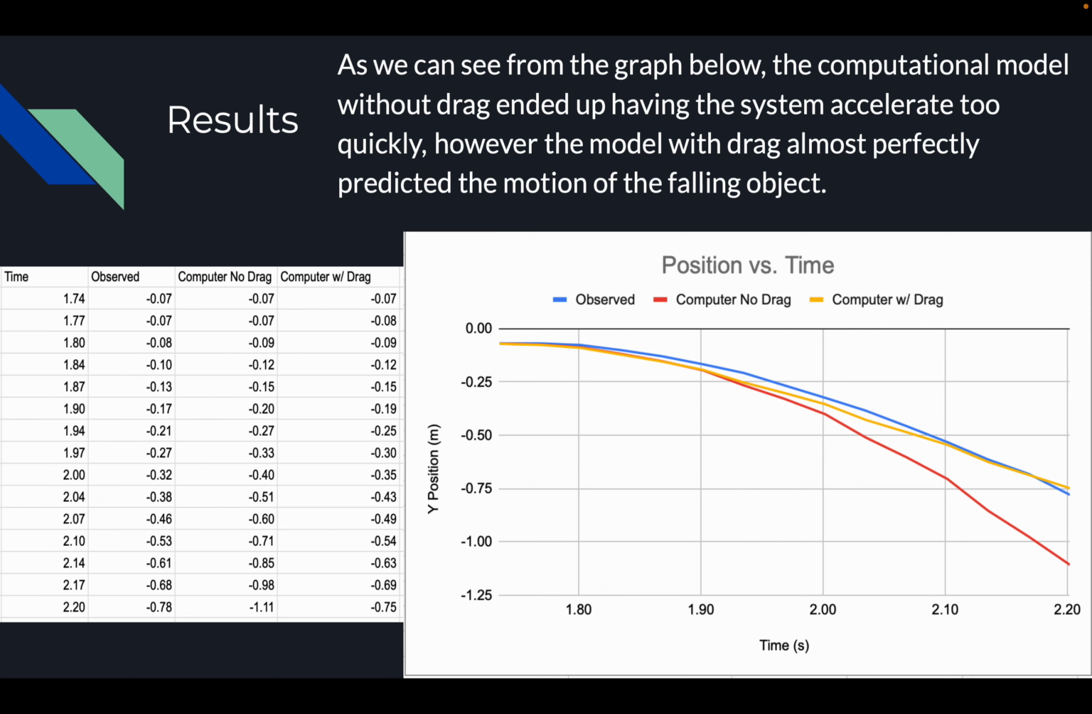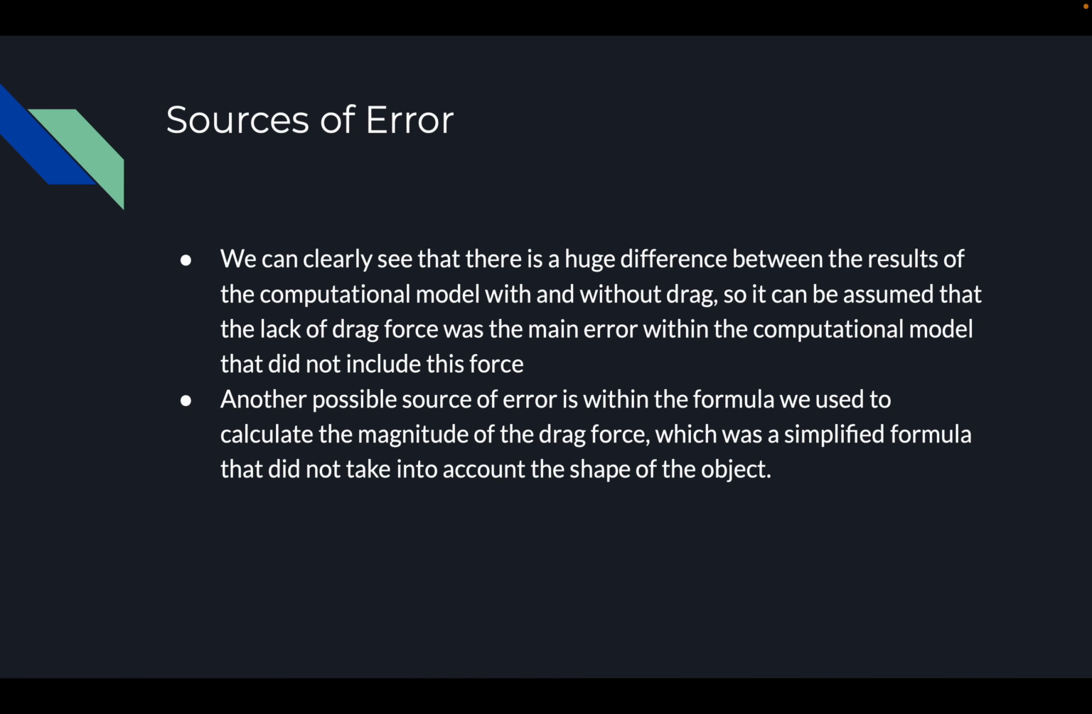As we can see from the table and graph below, the computational model without drag ended up having the system accelerate too quickly, causing its displacement to be much greater than its observed displacement. The model with drag included, however, almost perfectly predicted the motion of our falling eraser. The biggest source of error was the lack of drag force, which when not present, there is nothing to counteract the force of gravity, and the system becomes predicted to accelerate much too quickly than it does in reality.